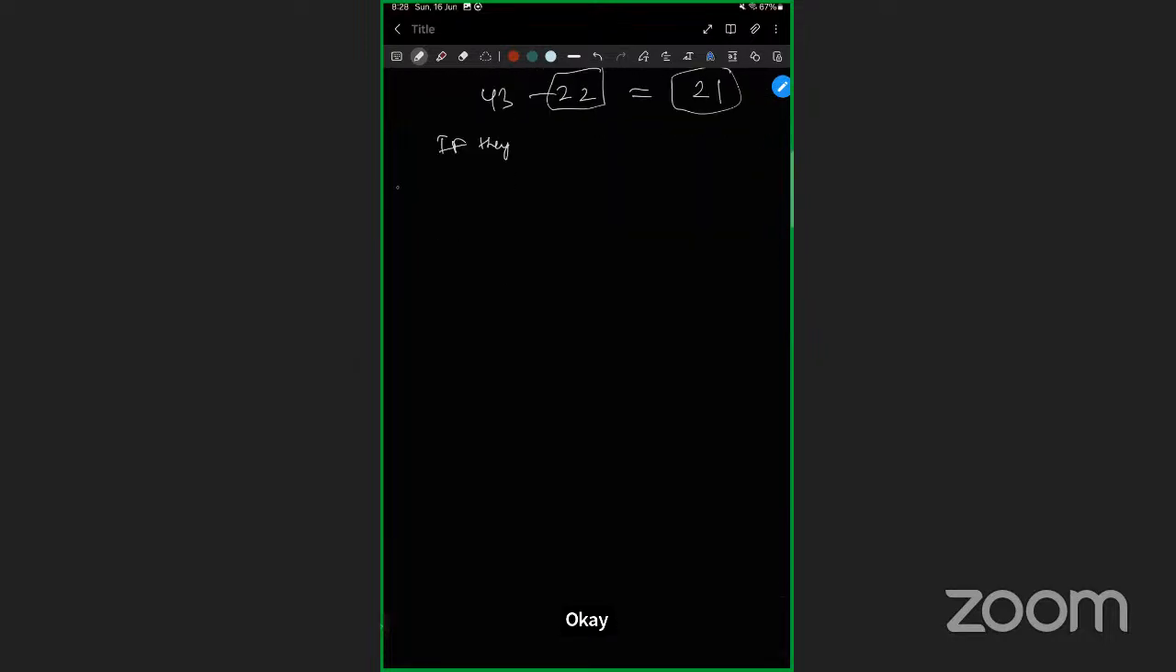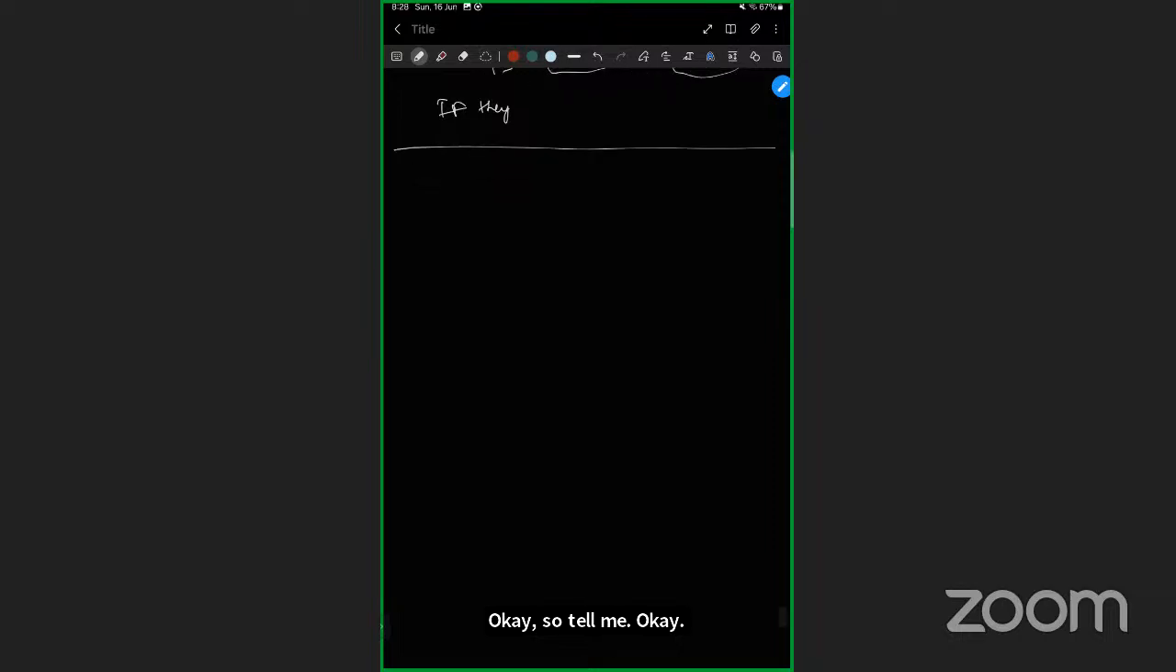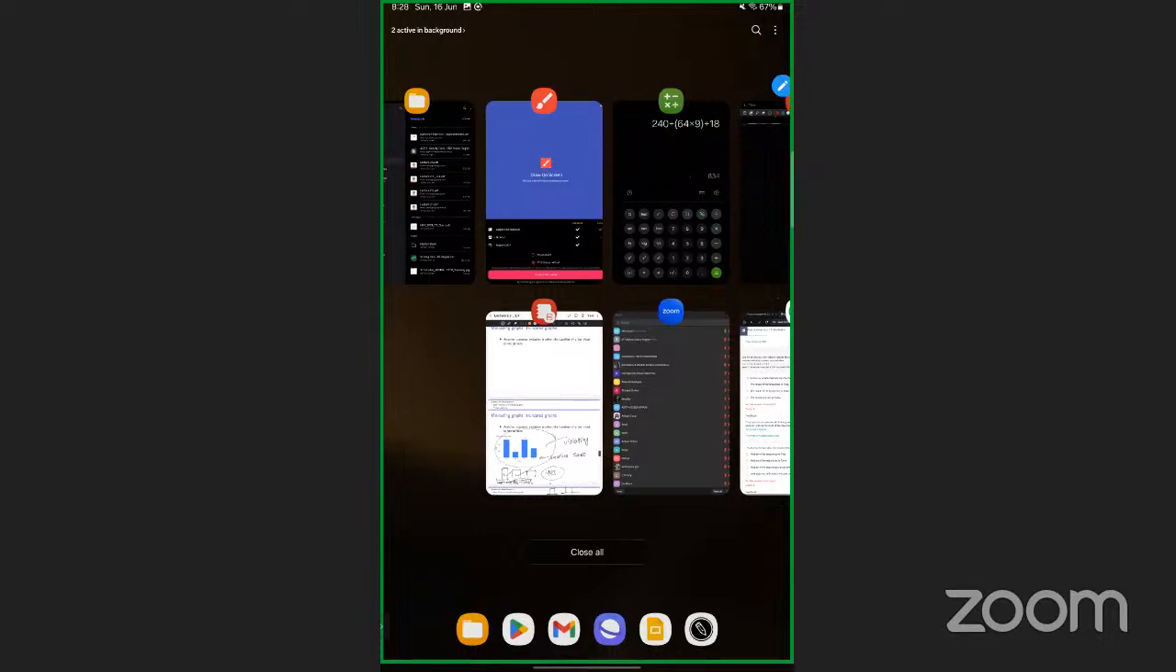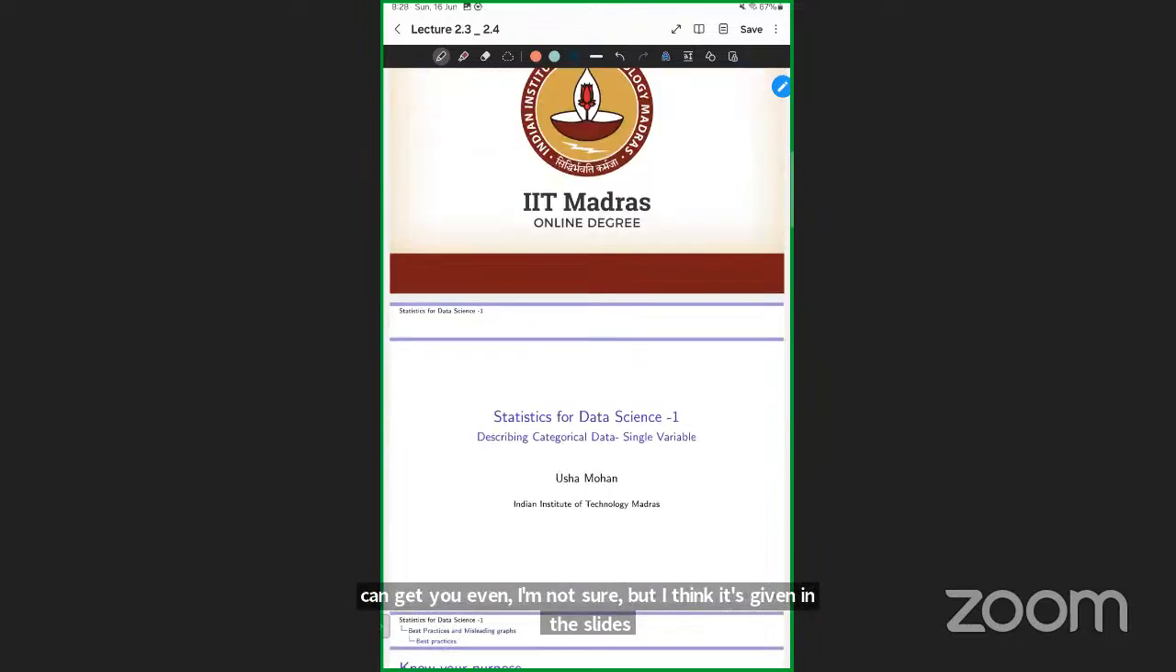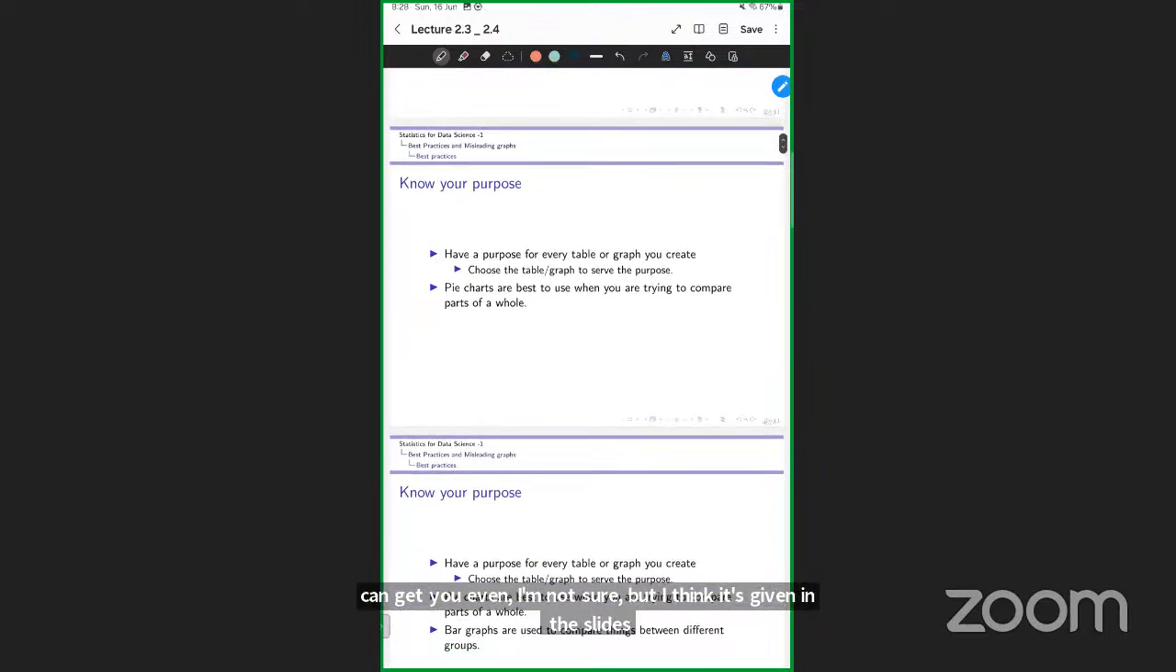My doubt is how to identify in a question whether we have to use a pie chart, bar chart, or Pareto chart. I think it's given in the slides. Even I'm not sure, but I think it's given in the slides. We'll go there. There was a question in the practice assignment. Should I read?